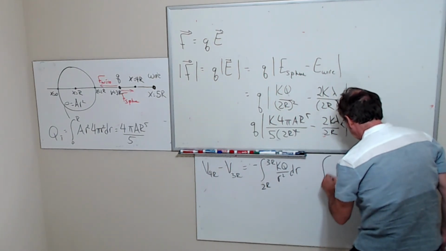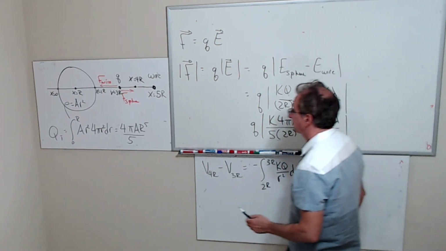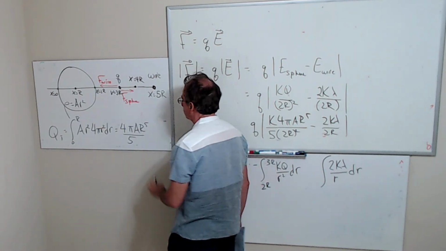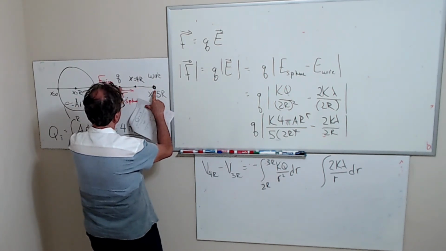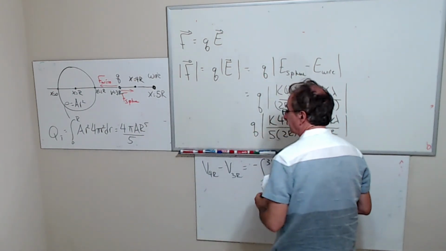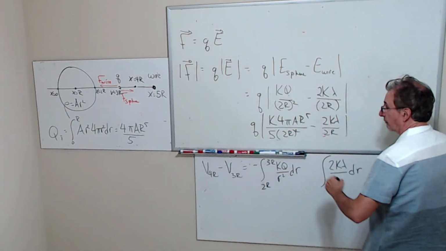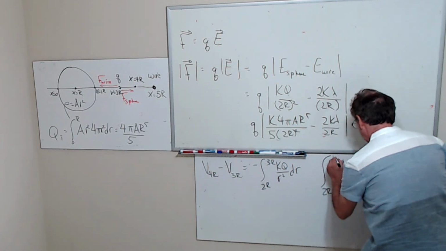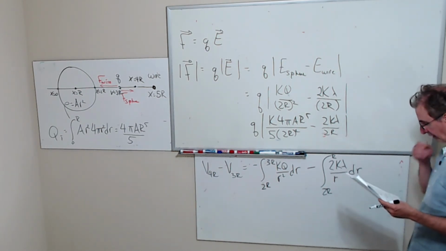But then I've got to integrate the electric field due to the wire from 3R to 4R. But in terms of the distance we are from this wire, you're going from R to 2R. This distance is R, this distance is 2R. So we're going to be moving in that direction. We're going from here to here. So we're going to start from further away and then get closer. So I'm going to set up the integral in that fashion.